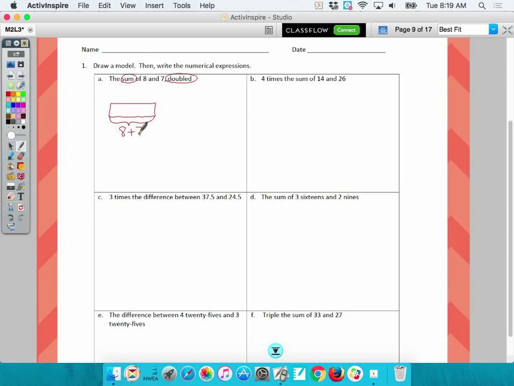Sum of 8 and 7. Okay, are you ready? And then just double it. And that makes it a little bit easier to think about. Okay, now how do I write that as an expression though? Go ahead, Grant. 8 plus 7 times 2. And do I need any parentheses? Yes, I do.